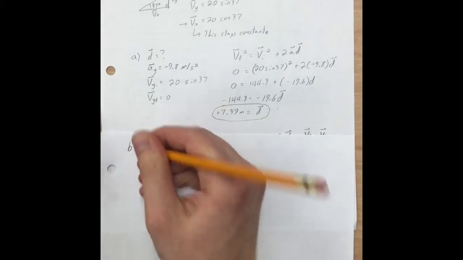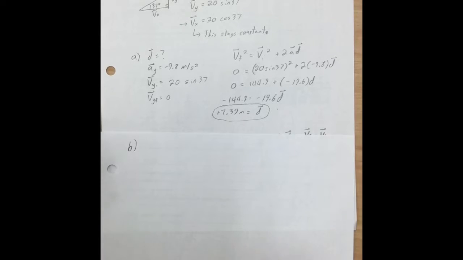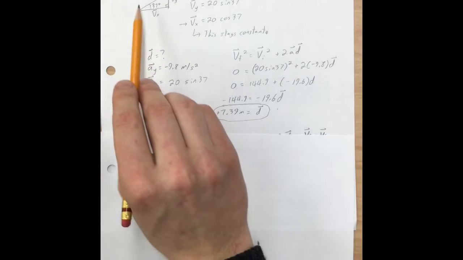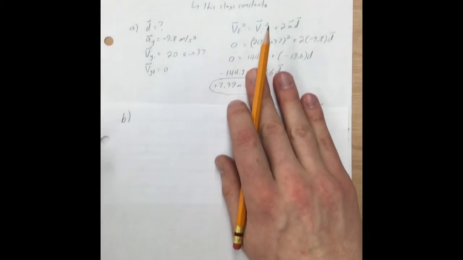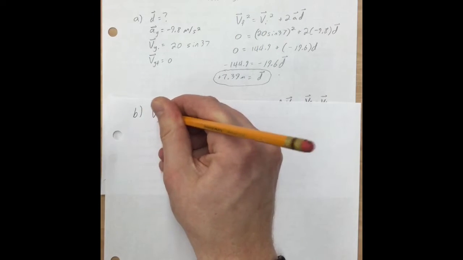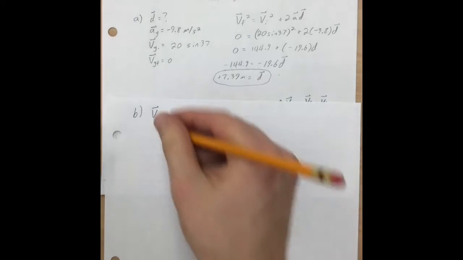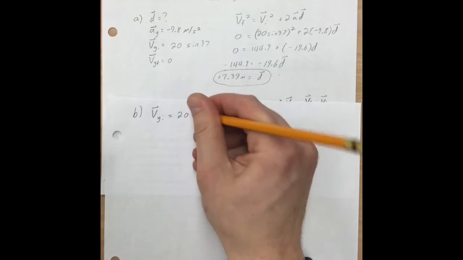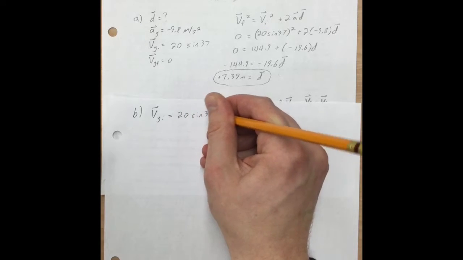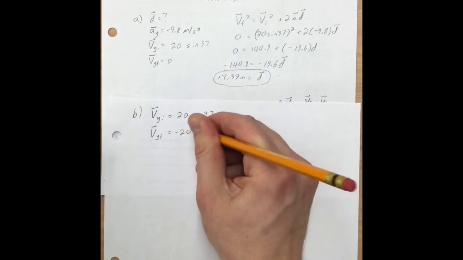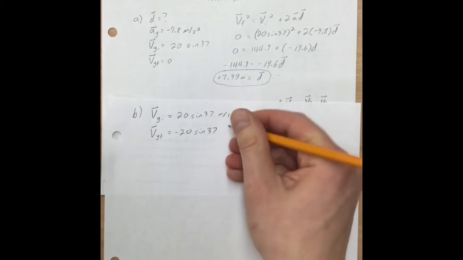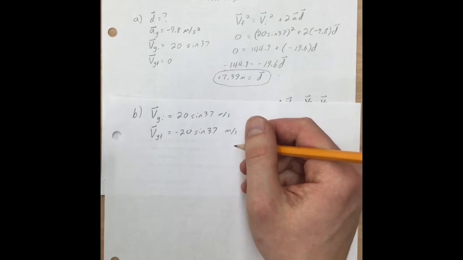So for part B, when we are looking for the time of flight, if we're comparing starting point to ending point, meaning very start of the arc way back here to the very end of the arc way over here, then that means Vyi will be equal to positive 20 sine 37, and Vyf equals negative 20 sine 37. Because the path is symmetrical, it will have the same magnitude but just opposite direction.